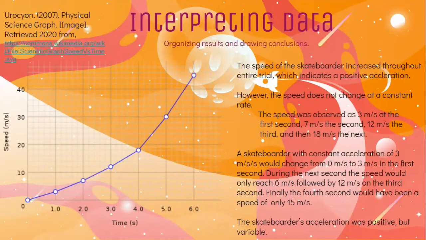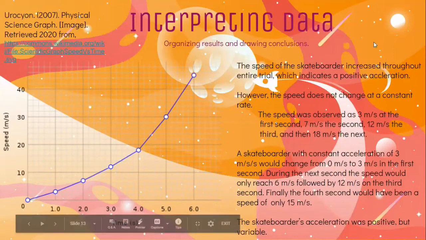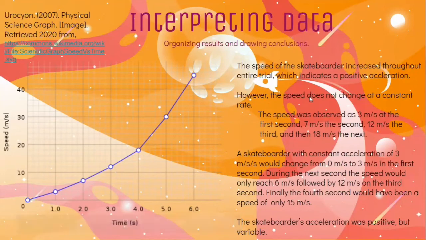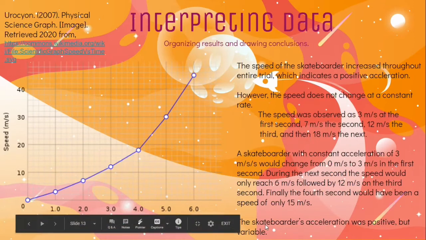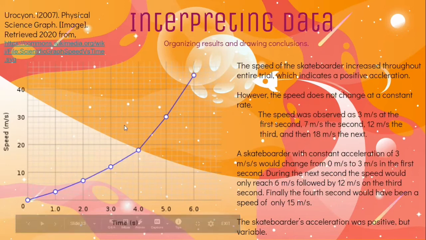And so having measurements is the first step in being able to interpret the data also. If you don't have good measurements, you can't interpret the data. And you'll also notice that having that background information, just like in constructing the hypothesis, you need to have some of it in order to write a really good description to explain your interpretation as well. And so the final statement here is that the skateboarder's acceleration was positive, but it was variable.